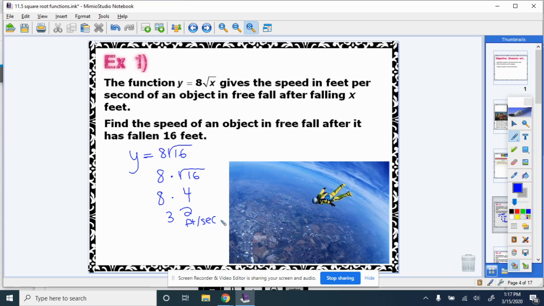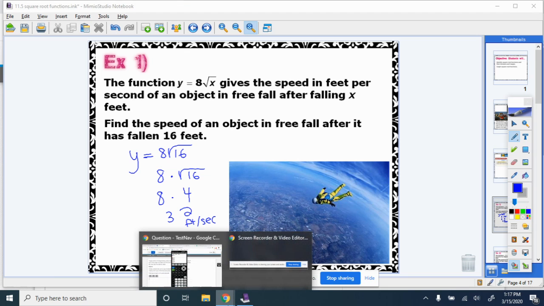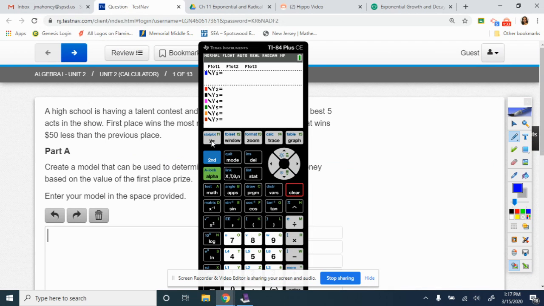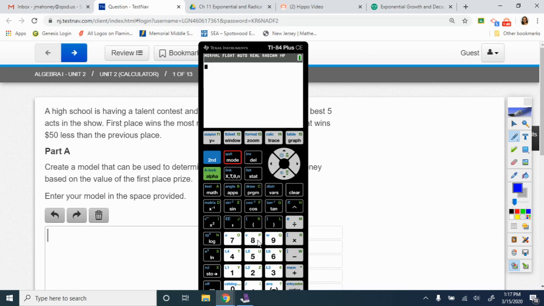is the speed. If you want to see how to type that into your calculator, you would press the 8 first, and then to hit the square root symbol, you would press second x squared. Then you could enter 16 and hit enter, and sure enough, it was 32.